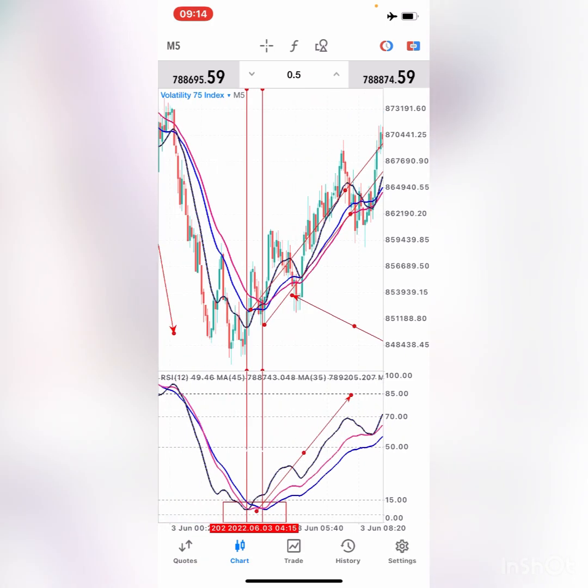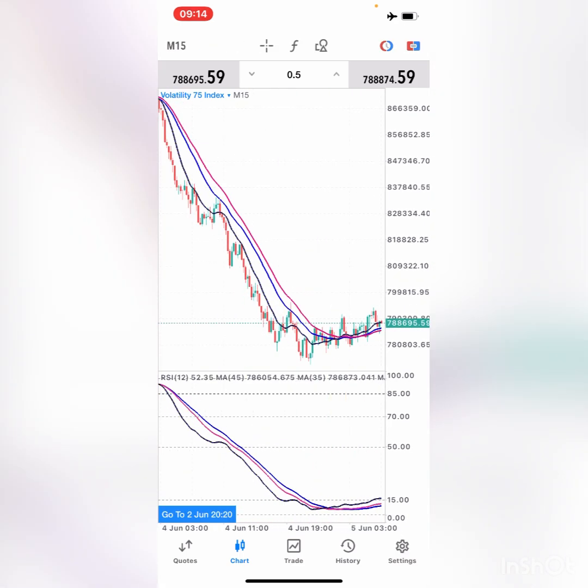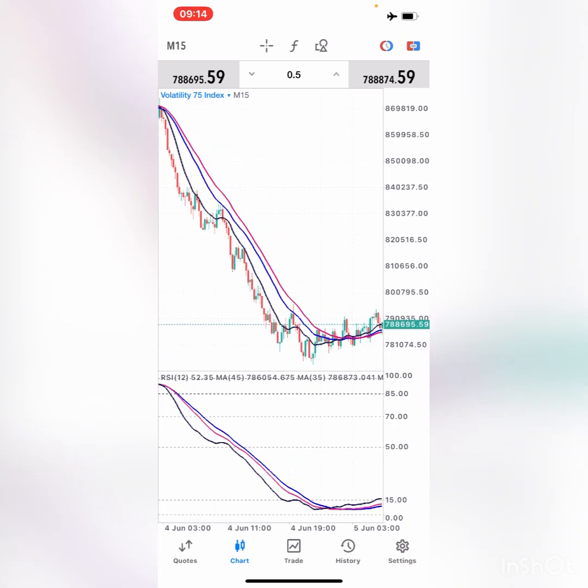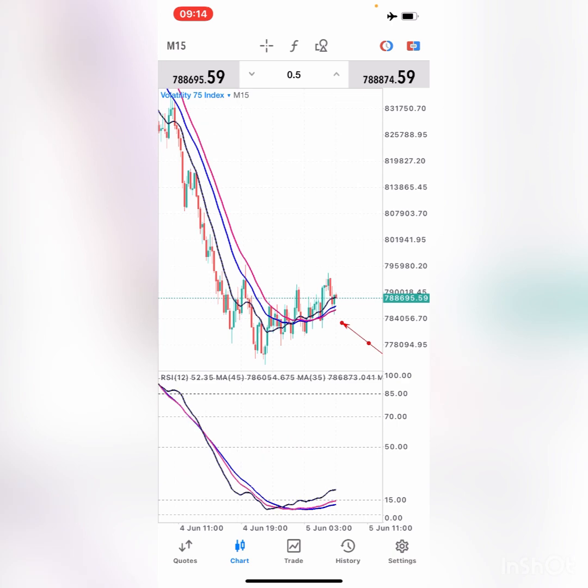Okay, I'll talk about that later. Let me just keep on looking for more entries and discussing that. I'll also talk about when to take profit and when to stop loss. So this is what we're going to be doing. I can look for an entry anyway.